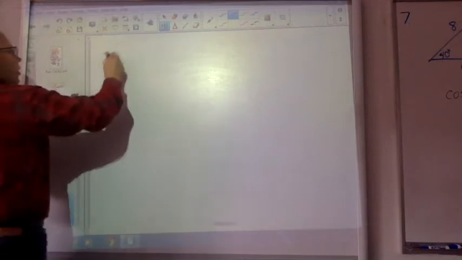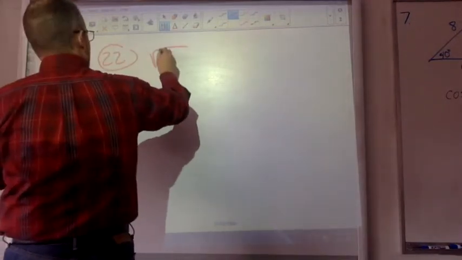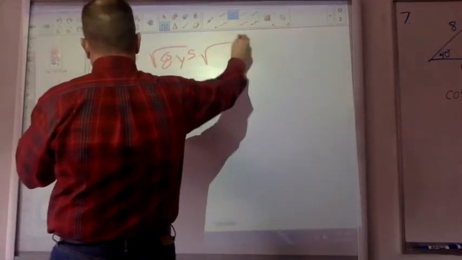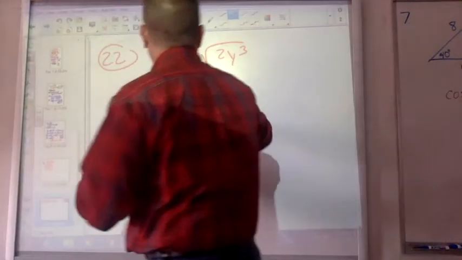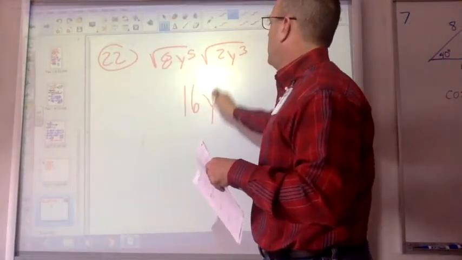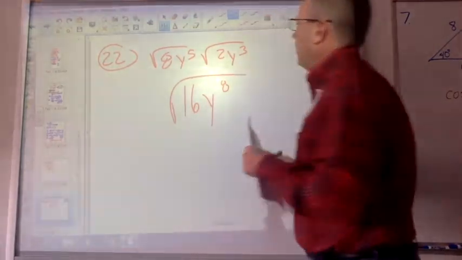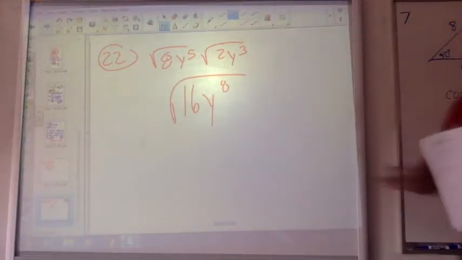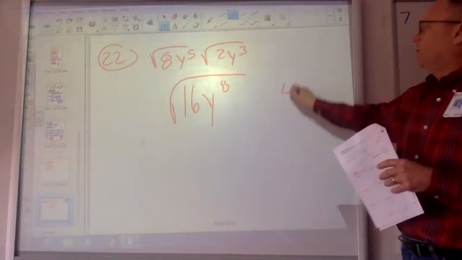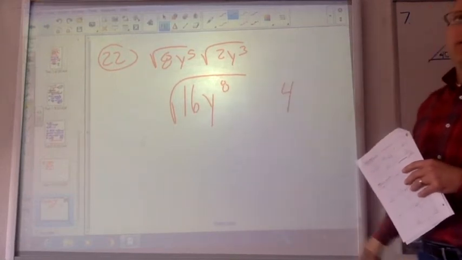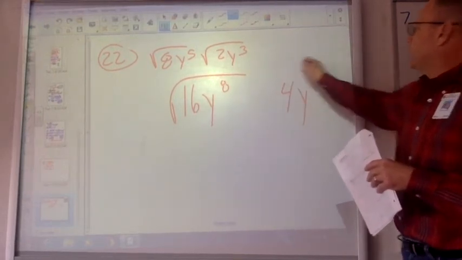Moving on. 22. I get root 8, 8y, root 2y to the 3rd. Let's combine. I get 16y to the 8th, all under a radical. Okay? This is a perfect square. Square root of 16 is 4. Square root of y to the 8th, divided in half, is y to the 4th.